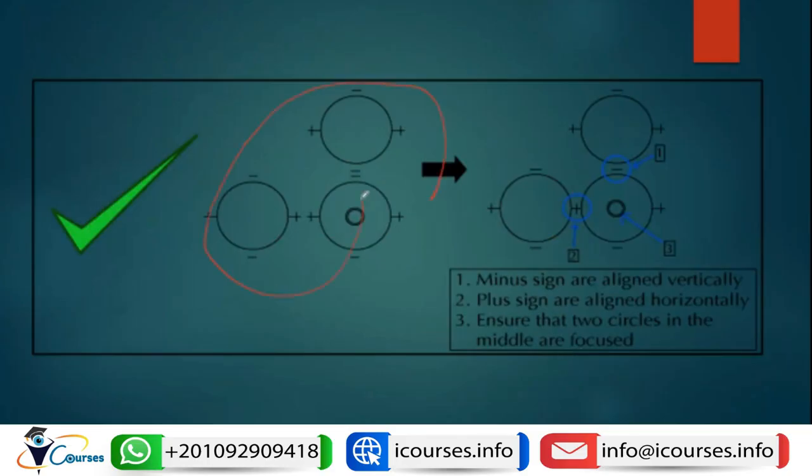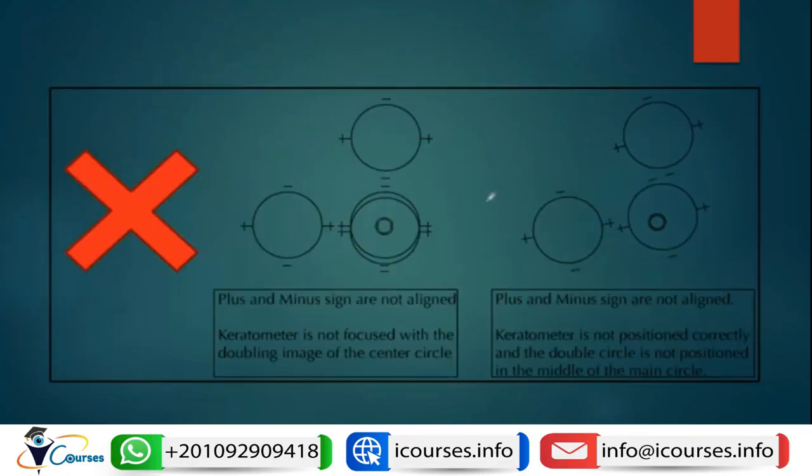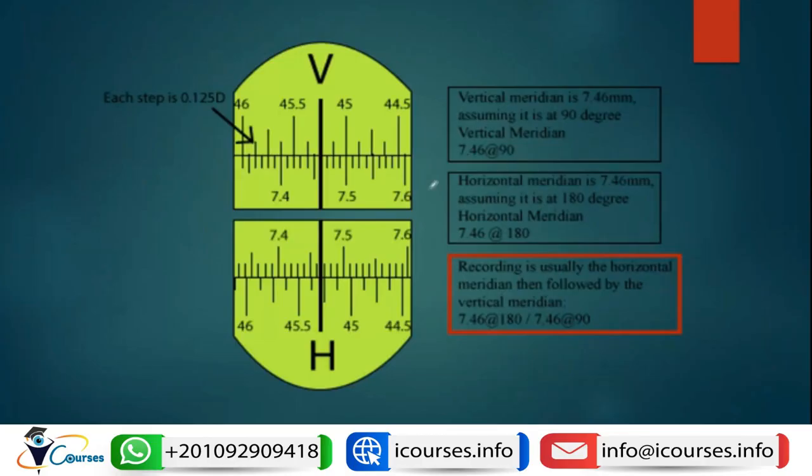So this is the correct orientation, and we first use the central image, the central circle, as a guiding circle, as this is the original image. Then we adjust the vertical one and adjust the horizontal one. So these are just wrong orientations of the images. The plus and the minus signs should be aligned, and you should be on the same axis in order to reach the correct power of the keratometry. And then we read on the scale the radius of curvature like this in the vertical, and we read the power of the keratometric reading either in horizontal or in vertical.